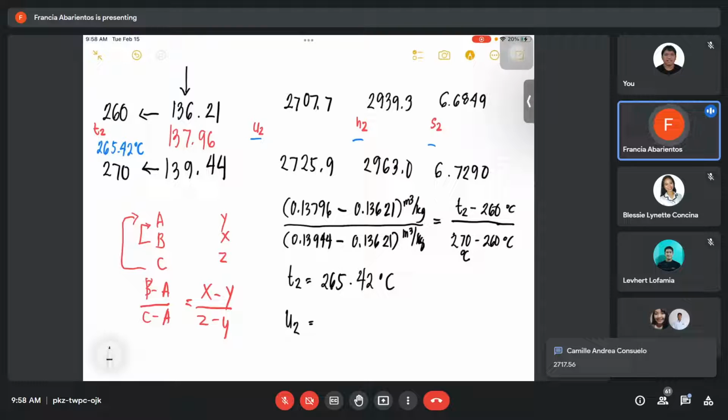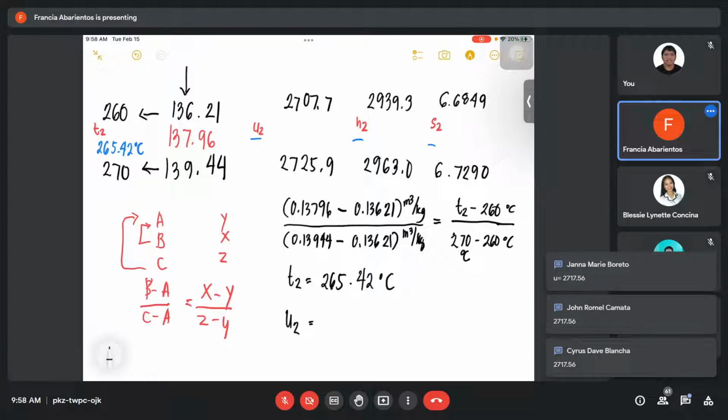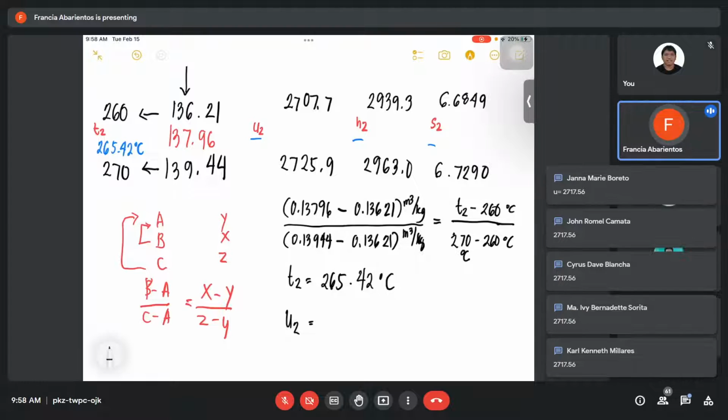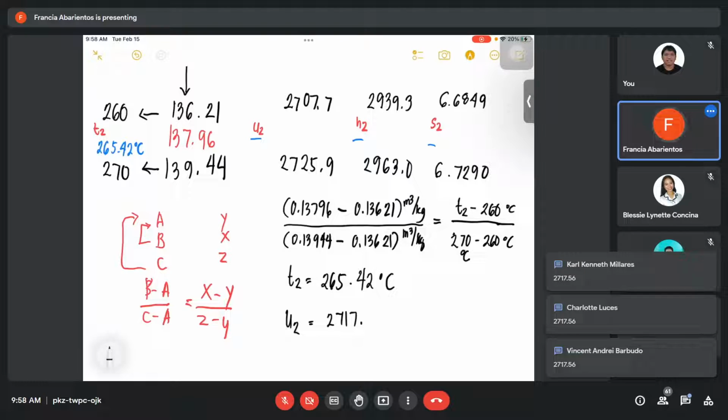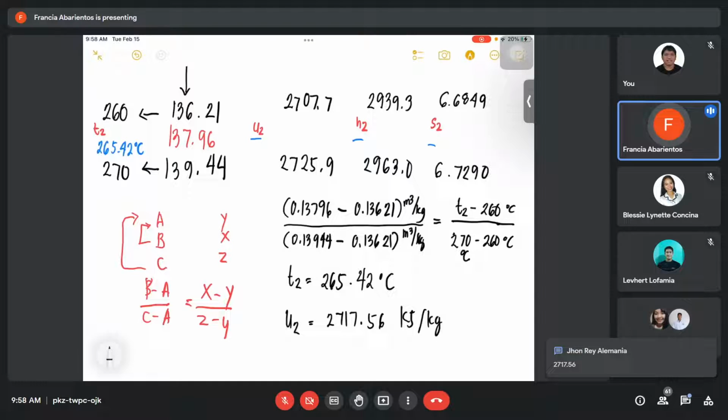Ayan, minus 2707. Okay, 2725.9, 707.7. Shift store. What is your U2? Oh, mabibilis. 2717.56. Thank you, class. What is the unit? Kilojoule per kilogram. Okay. Pagkakalimutan yung unit.